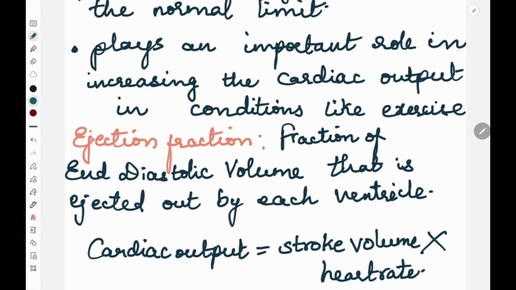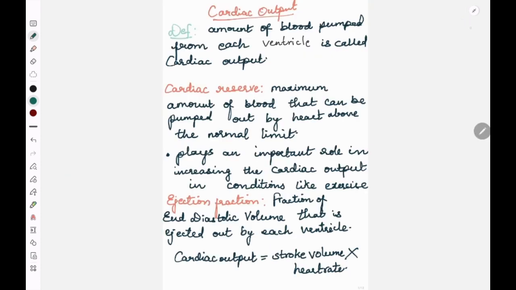For the ejection fraction, before that we need to know what is end diastolic volume. In precise words, end diastolic volume is the volume of blood that is present in the ventricles in the cardiac cycle. That is called end diastolic volume. The portion of this end diastolic volume that is ejected by each ventricle is called the ejection fraction. So these are the basic definitions: cardiac output, cardiac reserve, and ejection fraction.